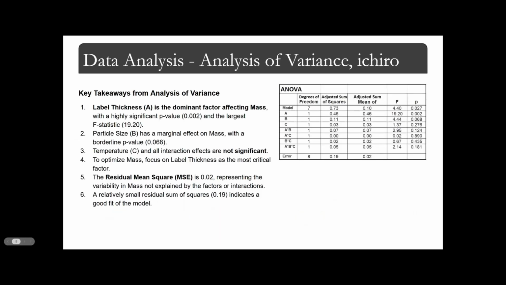Data analysis for variance. Label thickness A is the most influential factor, as its p-value is the most significant, which is supported by the largest F statistic. The p-value for B is borderline at 0.068, which is greater than 0.05. So it's close to 0.05, but it's still borderline. And for factor C, which is temperature, the p-value is 0.276, and therefore it's not statistically significant.